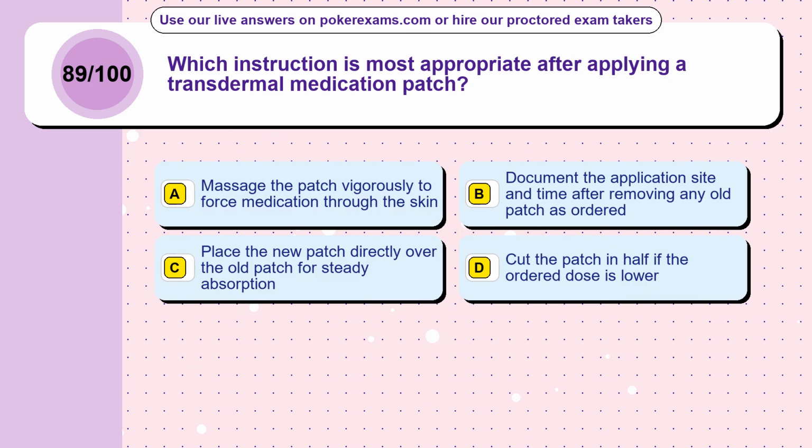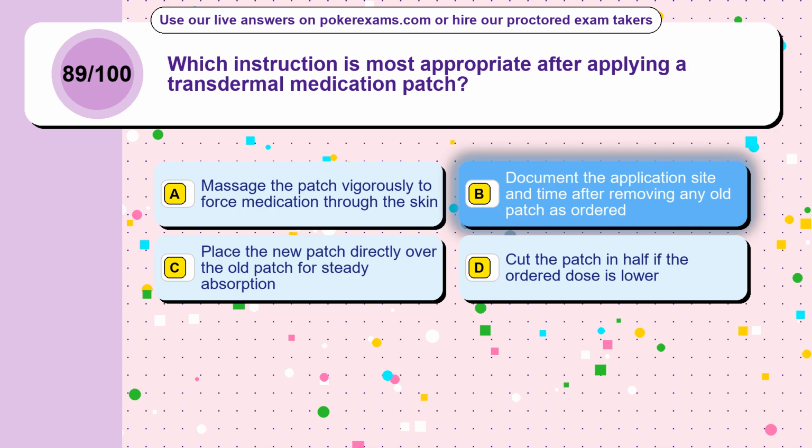Question 89. Which instruction is most appropriate after applying a transdermal medication patch? Option A, massage the patch vigorously to force medication through the skin. Option B, document the application site and time after removing any old patches ordered. Option C, place the new patch directly over the old patch for steady absorption. Option D, cut the patch in half if the ordered dose is lower.